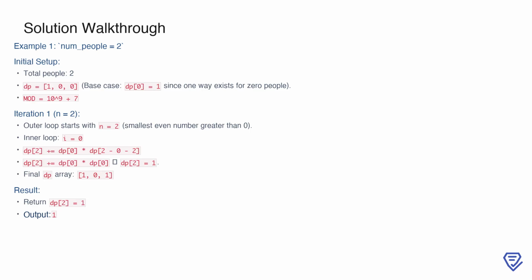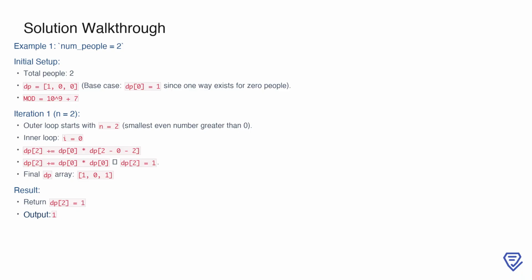In this scenario, our dynamic programming array, dp, is initialized as 1, 0, 0. The base case, dp 0 equals 1, represents the fact that there is exactly one way to pair 0 people. We also define a modulus constant, mod equals 10 to the power of 9 plus 7, to handle large numbers and ensure all calculations stay within bounds.